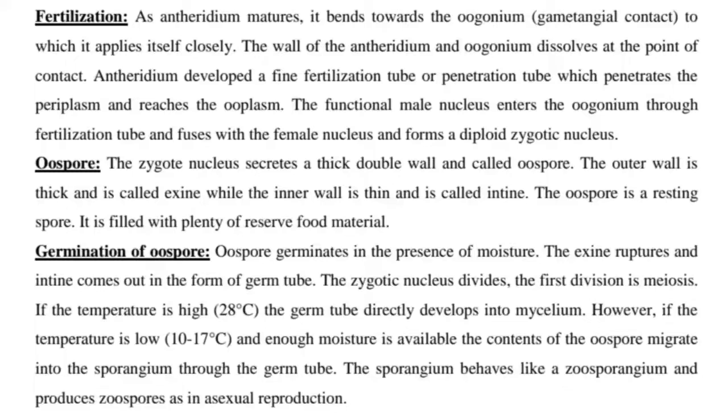If the temperature is high, 28 degrees Celsius, the germ tube directly develops into mycelium. However, if the temperature is low, 10–17 degrees Celsius, and enough moisture is available, the contents of the oospore migrate into the sporangium through the germ tube. The sporangium behaves like a zoosporangium and produces zoospores as in asexual reproduction.